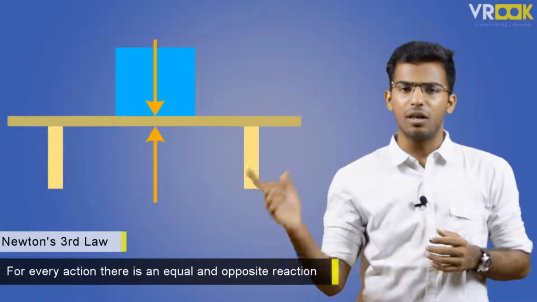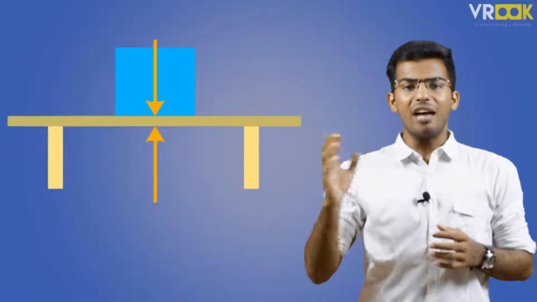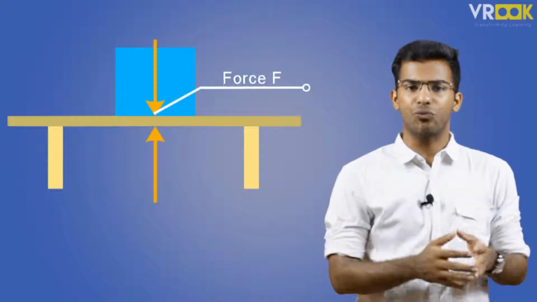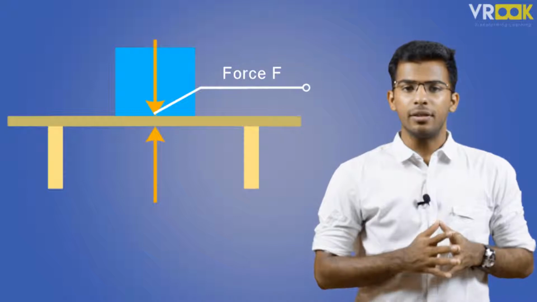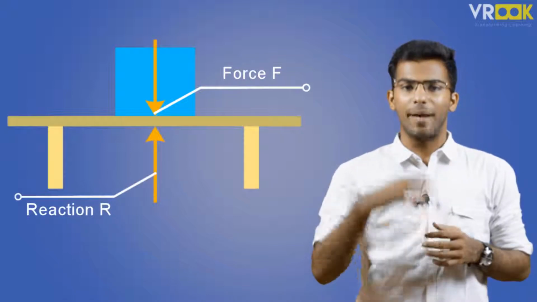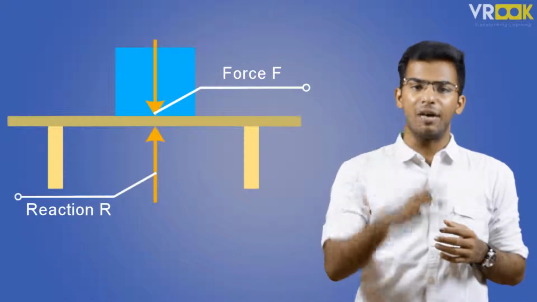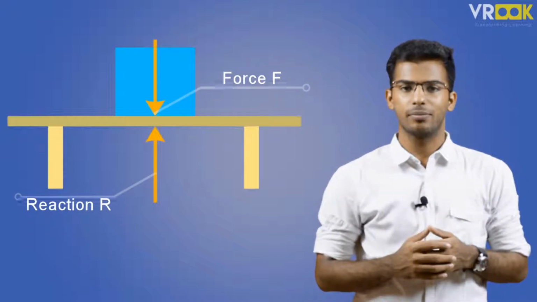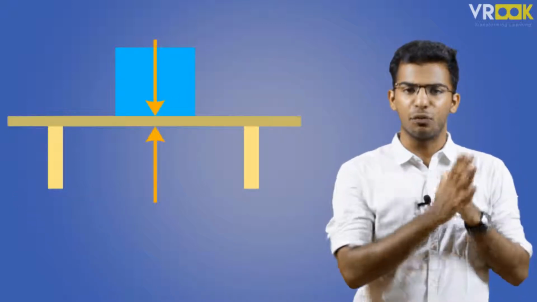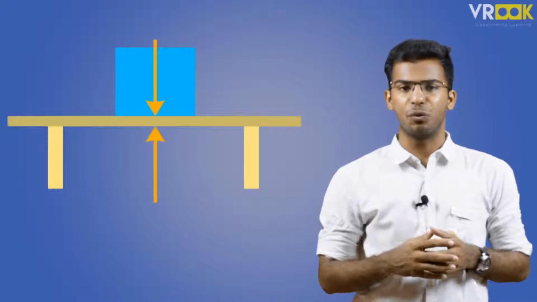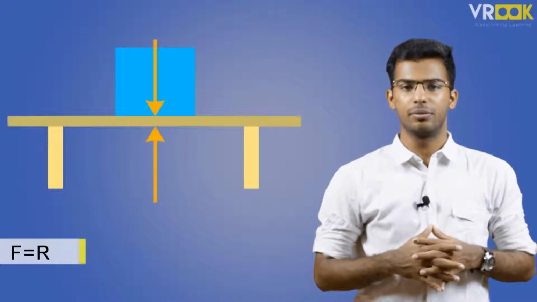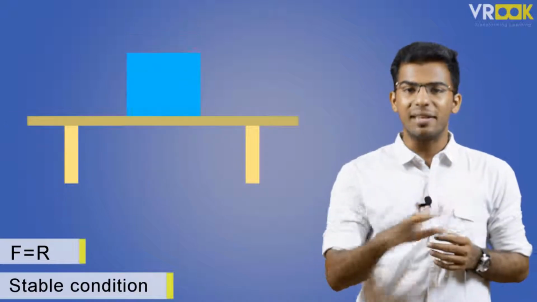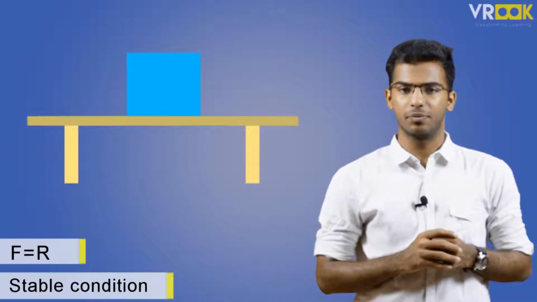So if you observe in this figure, we have a certain force acting downwards due to the object's weight on the table, and we have a normal reaction by the surface which is acting upwards and is equal to the force that is being applied. Now, what happens when the force applied and the reaction force are equal to each other? Then we have a stable condition where the object simply rests on the surface.